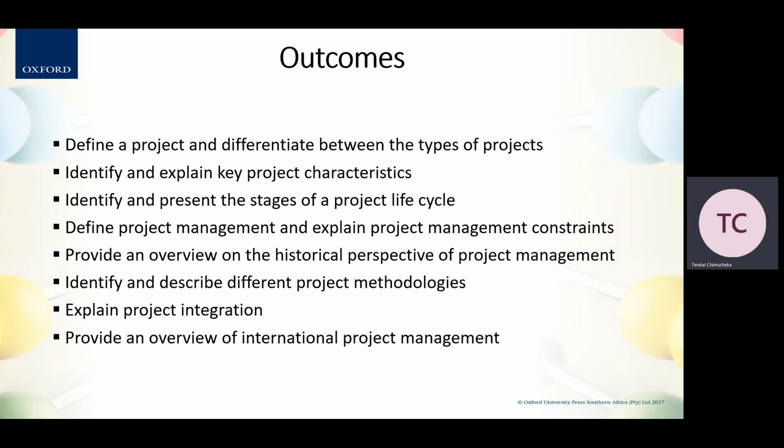These are basically outcomes for chapter one, where we are saying by the end of this chapter, you should be in a position to define a project and differentiate between different types of projects. We have projects, we have portfolios, we have mega projects. What are the differences between those? Then you also ought to be in a position to identify and explain key project characteristics. You ought also to be able to identify and present stages of a project life cycle and to be able to define project management and explain project management constraints.